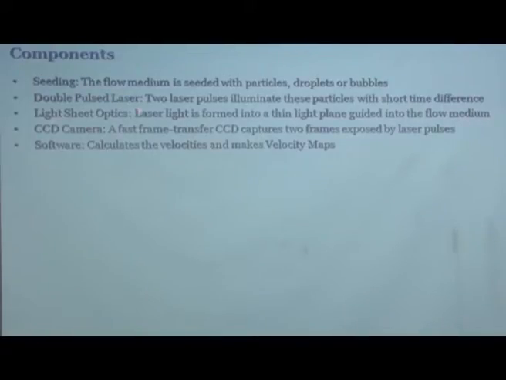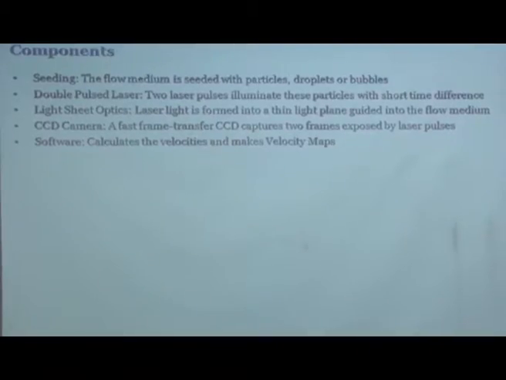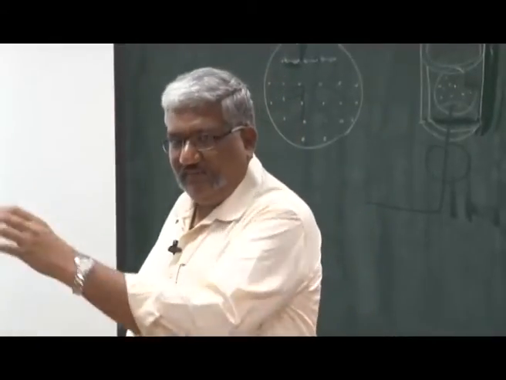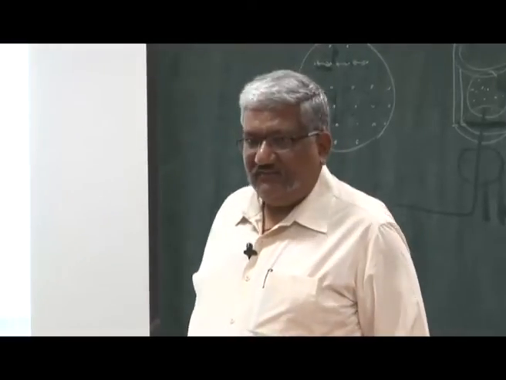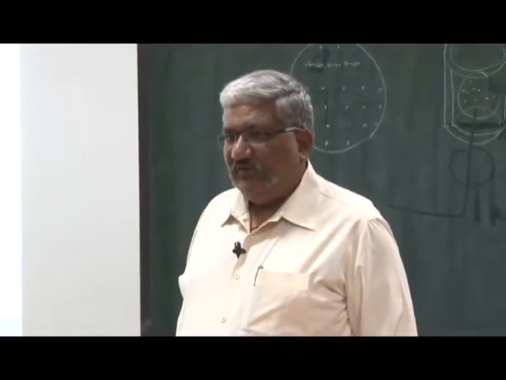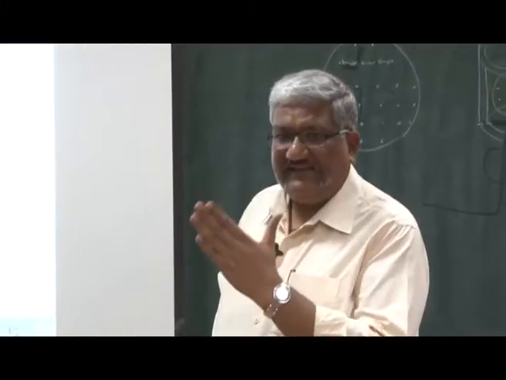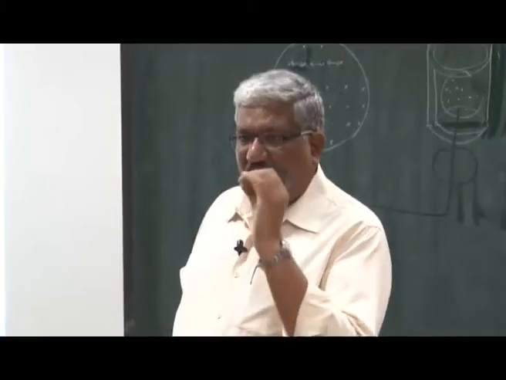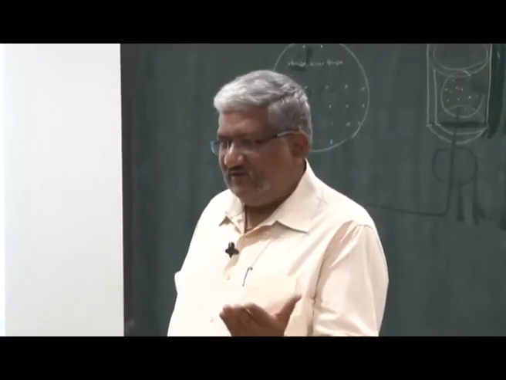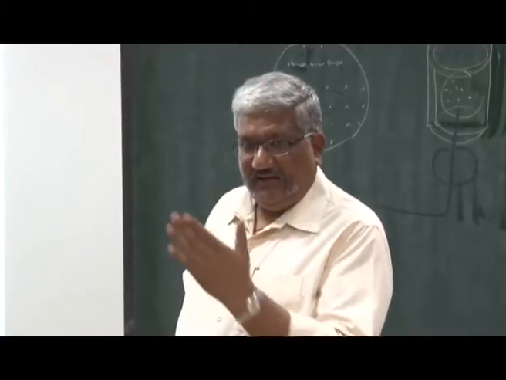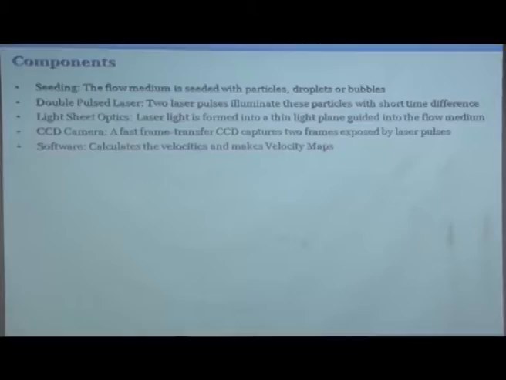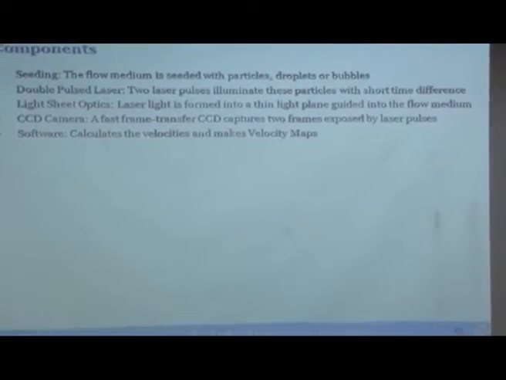Okay. Then you need light sheet optics. Now, if you look at the light that comes out of a laser, it is normally in cylindrical form, a 5 millimeter diameter, 6 millimeter diameter, 10 millimeter diameter. So, if you put a circular beam through the flow, you will not get any information. So, what you need to do is convert it into a very thin sheet of light. From a circular beam to a thin sheet which is about half millimeter to 1 millimeter thick, right, that is done by sheet light optics. So, light is formed into a thin light plane guided into the flow medium, and then you need CCD cameras.